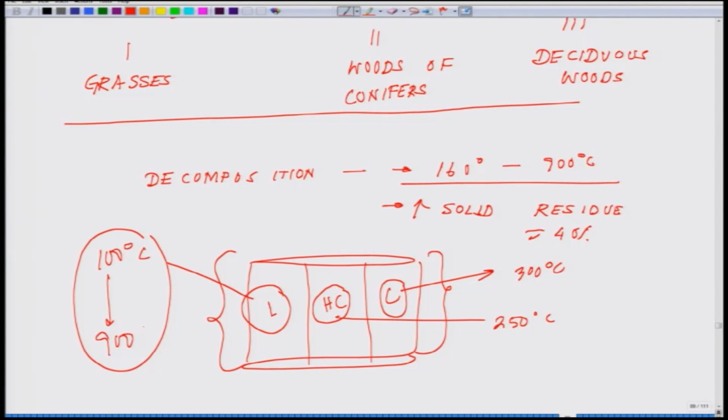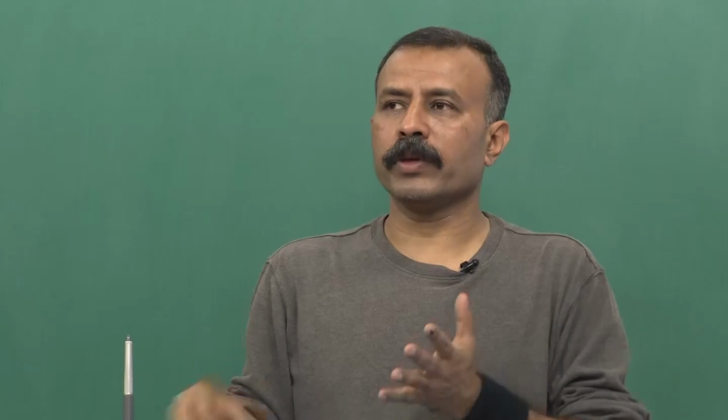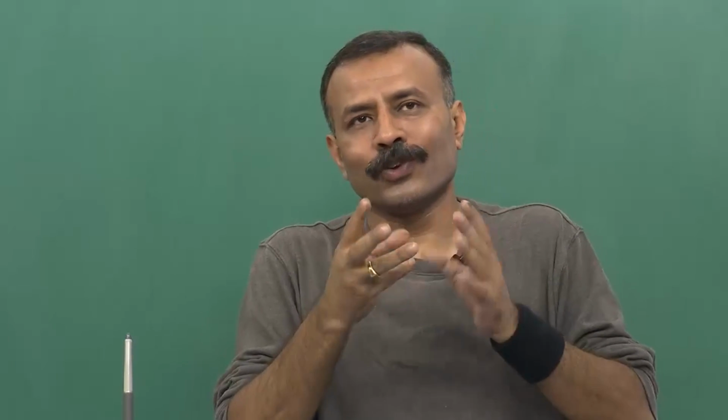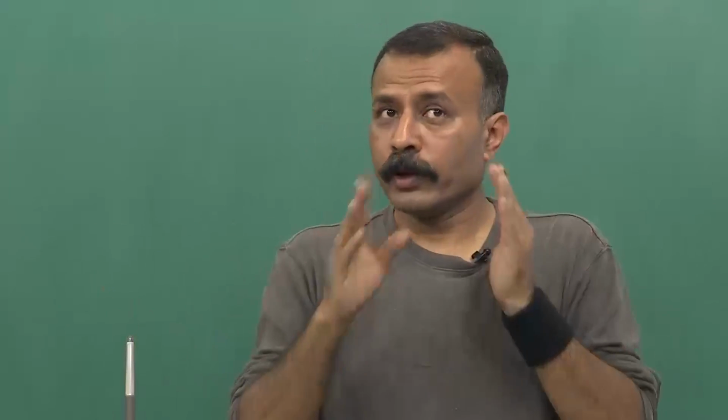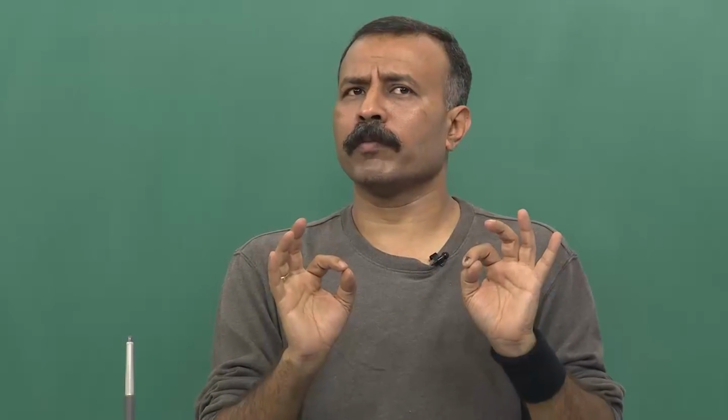Now, see the situation. Technically, by 300 you should be able to get the necessary decomposition of these two, but because there is lignin in between, you cannot degrade the lignin. So, what you will get is a product which is not fully decomposed. It will have a lot of contaminants of lignin, half-burnt lignin or whatever. Keep that in mind. These are very basic fundamentals you have to keep in mind.